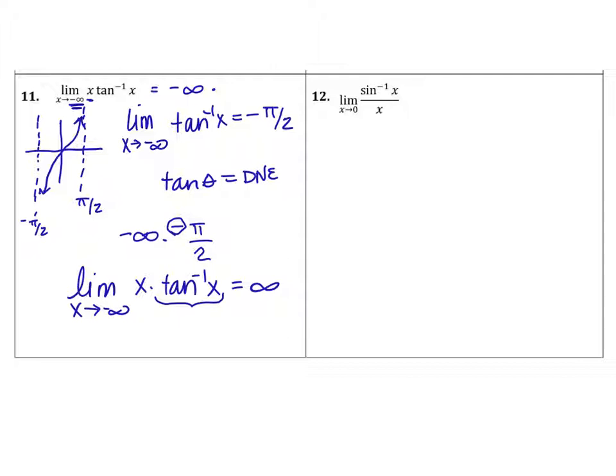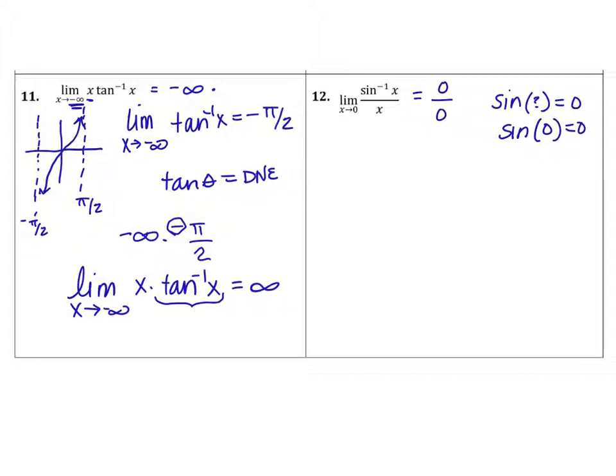All right, let's look at number 12. Number 12 is very similar. Again, x is approaching 0. If I substitute that in, this is saying sine of what angle gives me 0. And we know, or we should know, that sine of 0 is 0. So this is going to give me 0 over 0.